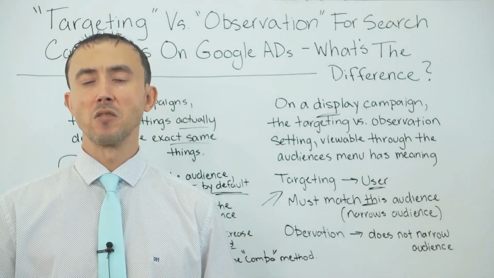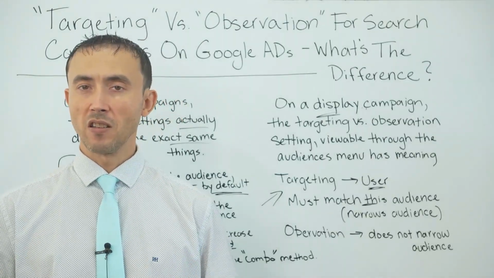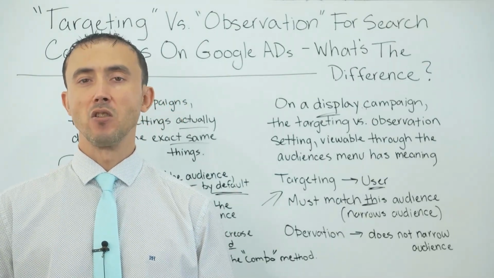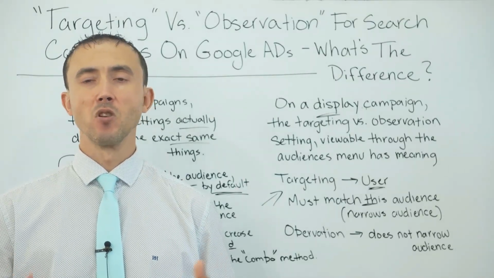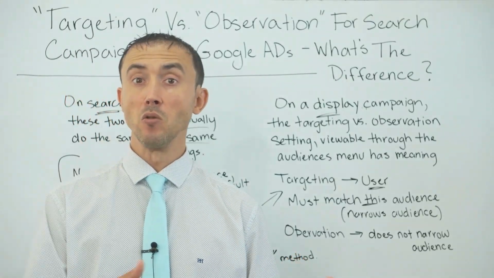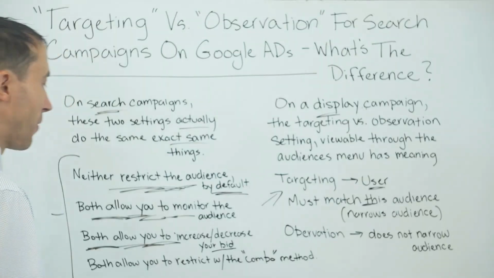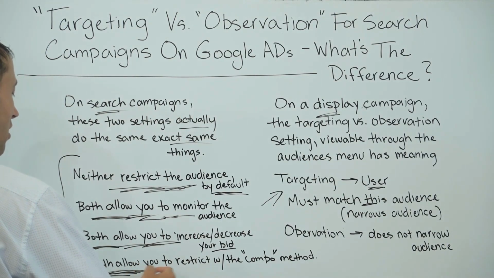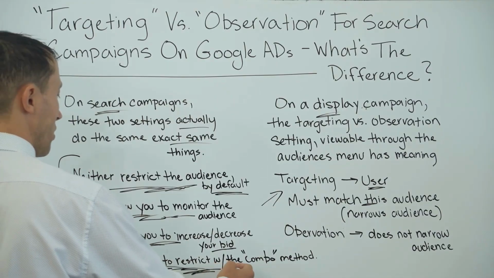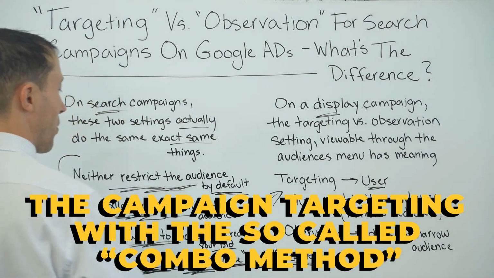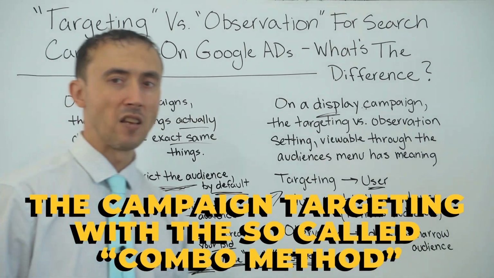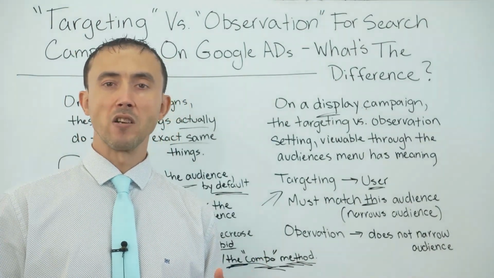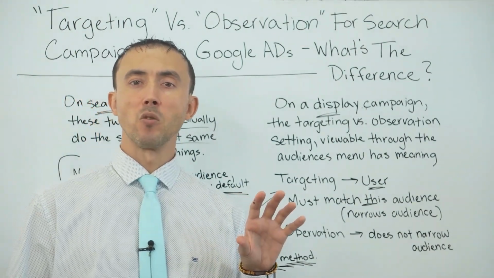And the other bid adjustments, they work a little bit. It's like a signal to Google, but it's not a hard on or off. You can do the bid adjustment there, but there's no guarantee that Google's going to actually use it, so to say. And then the final thing I wanted to mention here was both of these targeting and observation settings on a search campaign will allow you to restrict the campaign targeting with this so-called combo method that I was talking about.